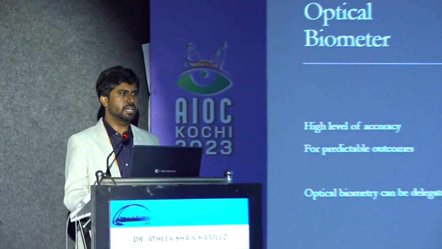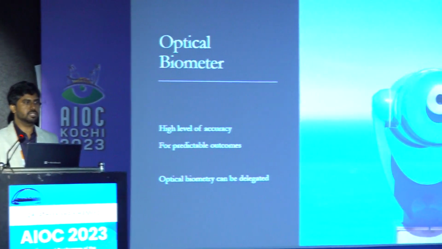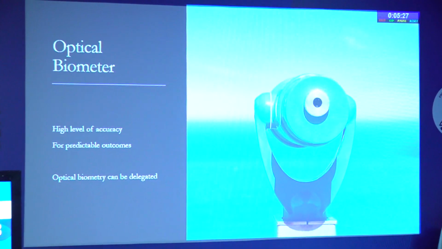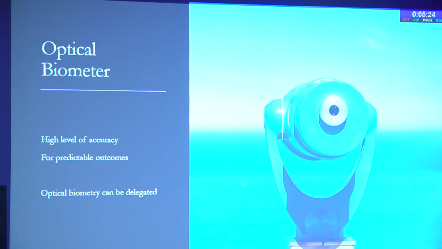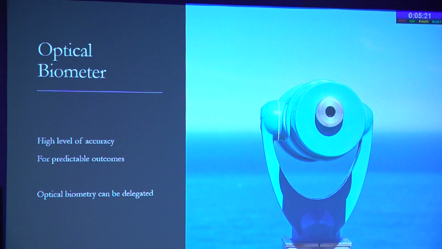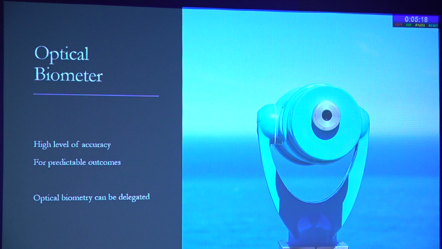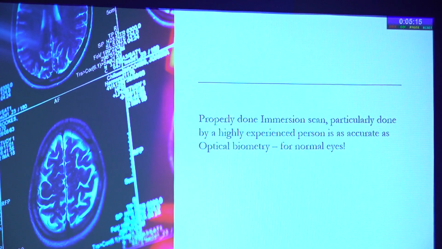So the next talk will be on optical biometry. IOL power calculation formulas and biometers have been evolving really fast over the past decade or so. So why optical biometer? The main advantage of optical biometer over the conventional technique, or over ultrasound, is that it is extremely repeatable, and another major advantage is that it can be delegated. You don't need a greatly skilled technician to do optical biometry, and the results between scans or between one technician and another are more or less predictable and reliable. Another advantage is that the level of accuracy is much higher and the results are far more predictable.